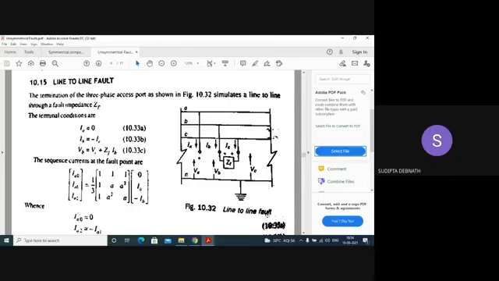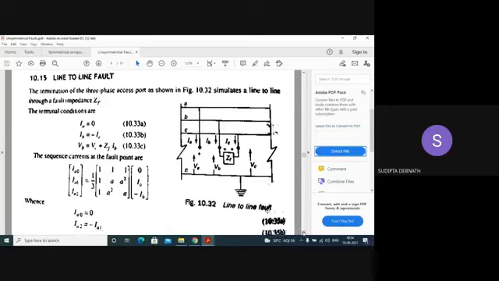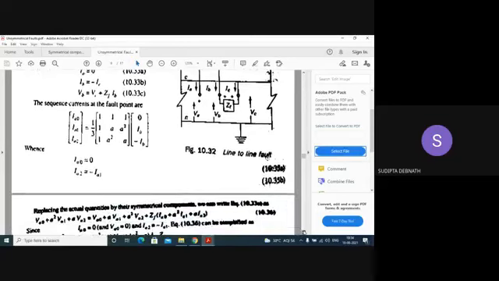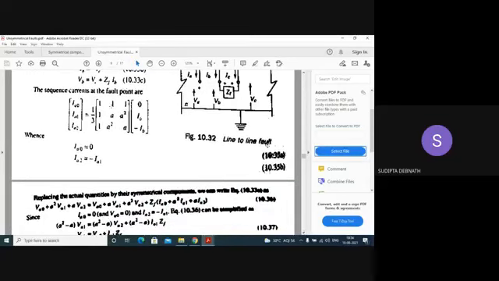What is IA1? IA1 and IA2 you can find out. IA2 will be equal to minus of IA1. Because IA1 is (A plus A minus A square) IB, and here also you will find IA2 as (A minus A square) IB. So this is the minus of that one. IA2 will be equal to minus IA1. That is obvious from this matrix equation. Now, use the third equation. What is the third equation? VB equal to VC plus ZF into IB.